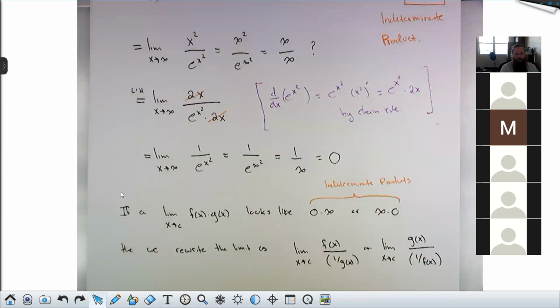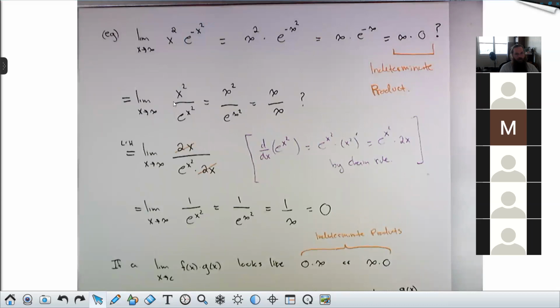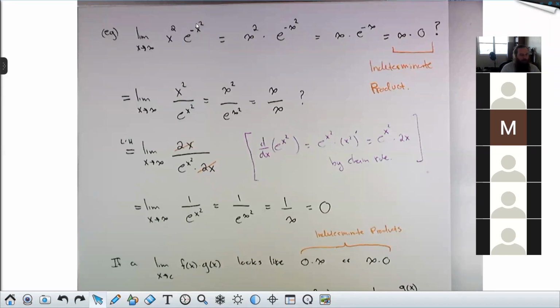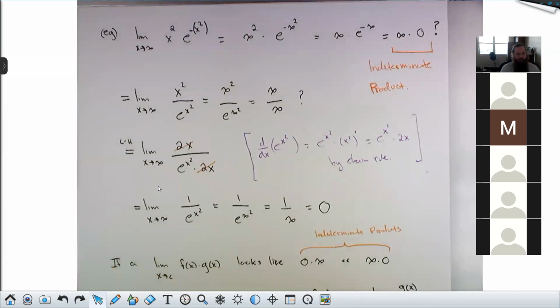So the thing we need to take home from this example is if you have a limit of a product, one function times another function, and one is going to 0 and the other is going to infinity, either way, then you'll want to shove one of those guys downstairs. You can either shove g of x downstairs as 1 over g of x, or you can shove f of x downstairs as 1 over f of x. That's what we did here. I shoved this thing downstairs as its reciprocal. The reciprocal of e to the negative x squared is e to the positive x squared. Remember that when you see e to the negative x squared, we're always thinking of it like this. That's always what that means.